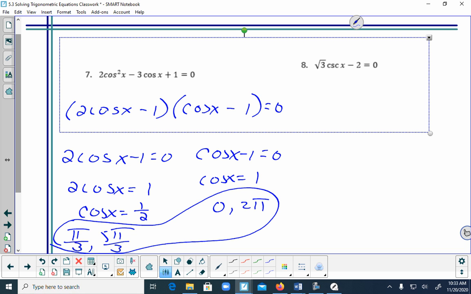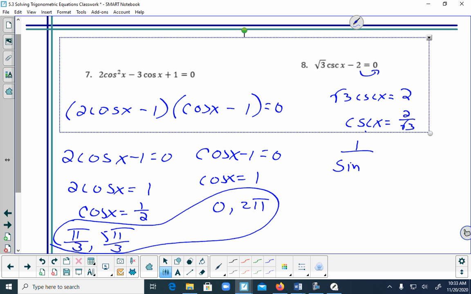And then the last one is cosecant. So I'm going to add 2 to both sides. The square root of 3 cosecant x is equal to 2. Divide both sides by the square root of 3, and the cosecant of x is equal to 2 over the square root of 3, and it's positive. I'm not familiar with cosecant from my unit circle, so I'm going to take the reciprocal, which is sine.